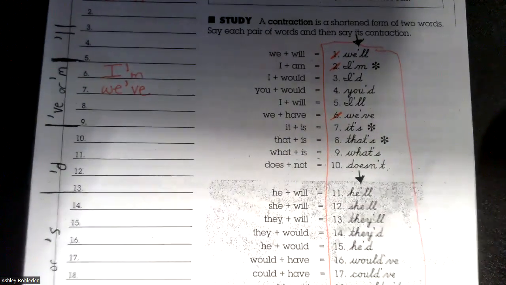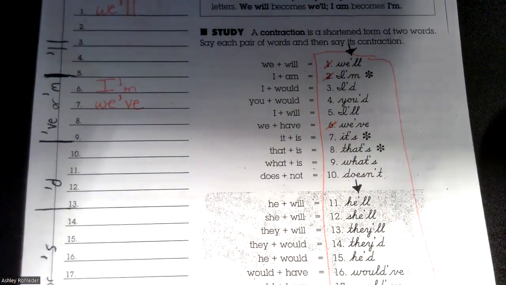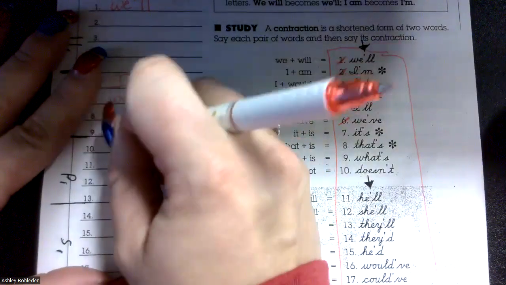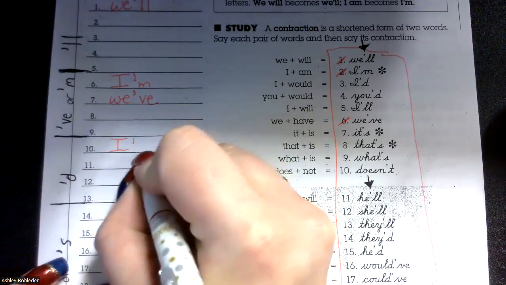Numbers 10 through 13 end in an apostrophe D. What would be the first one there? I'd for I would. Yep, capitalize the I. I apostrophe D. And I'm gonna cross that off.